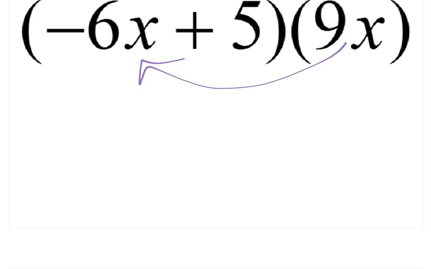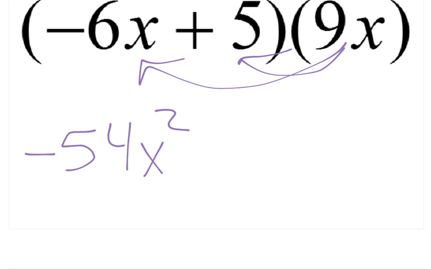You're going to distribute your 9. This is another one of the backwards problems. Negative 6x times 9 is negative 54x squared. 5 times 9x is plus 45x.